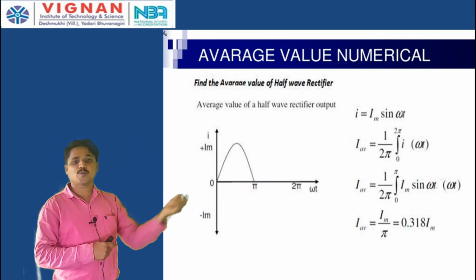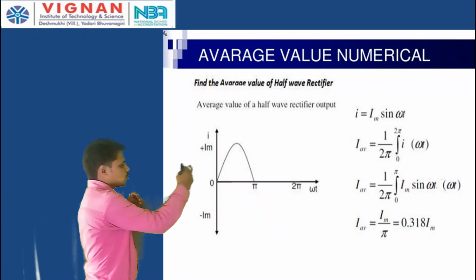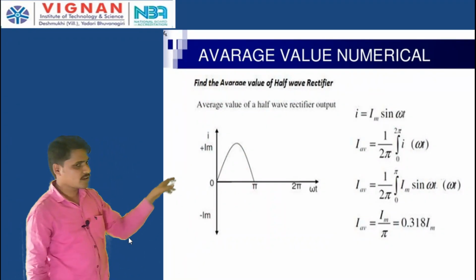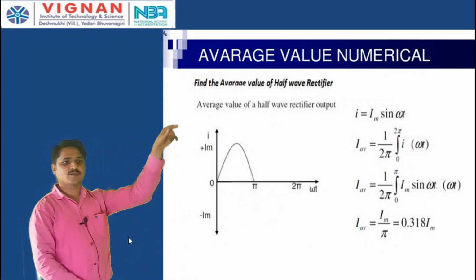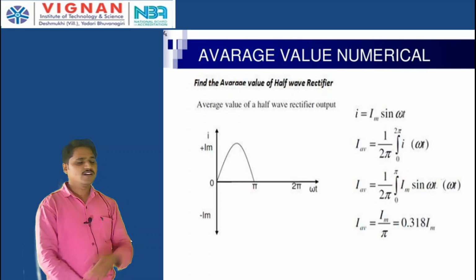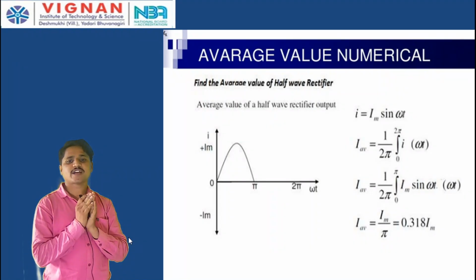Here 2 pi is our time period. What does a complete cycle mean? A complete cycle is 0 to 2 pi, and again the same cycle will repeat. So, what is the time period? For the given waveform you have to observe what the time period is. 2 pi is the time period here.